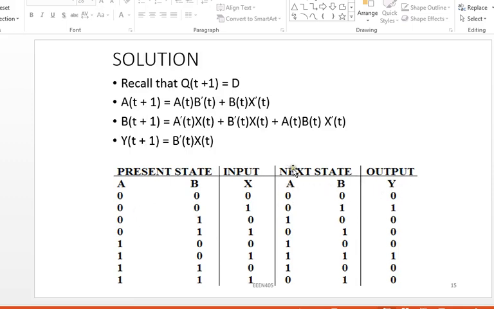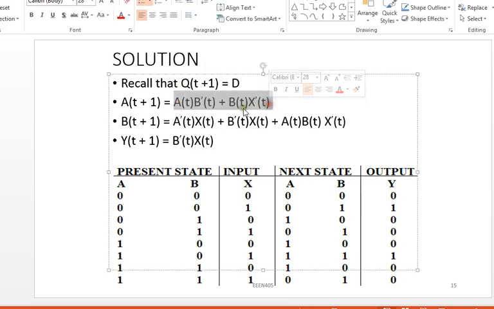So in order to determine the next state values for A, the values for B, and the values for y, all I need to do is to use these equations. Let me illustrate how to do that for A. If you look at the first row here, A is 0, B is 0, and x is also 0. If A is 0, A multiplying by anything should be 0, and if B is 0 multiplied by anything, it should be 0. So I can conclude that my A at this point should be 0. If you go to the next one, 0, 0, the same thing applies.